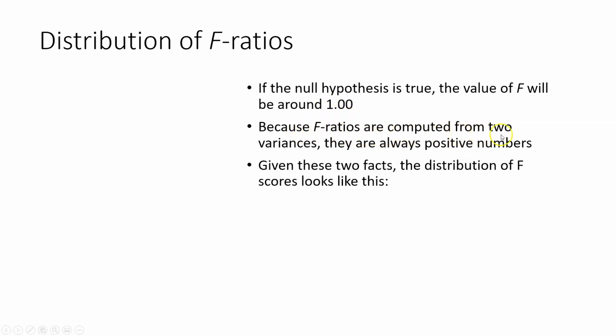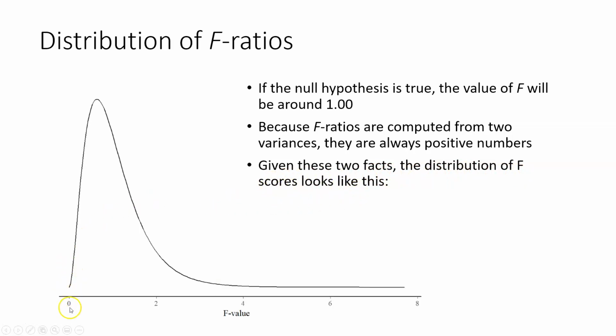Because F ratios are computed from 2 variances, they're always going to be positive numbers. Remember, variances are variability differences in their squared form, and squared numbers are never negative. So it's one positive number divided by one positive number, so it's always going to be a positive number. We're comparing values in their squared form. So given these 2 facts, the F distribution of scores has to look like this. It never goes below 0, and it usually, if the null hypothesis were true, should be centered around 1. Most of the scores, if the null hypothesis were true, just by chance, would be about 1.